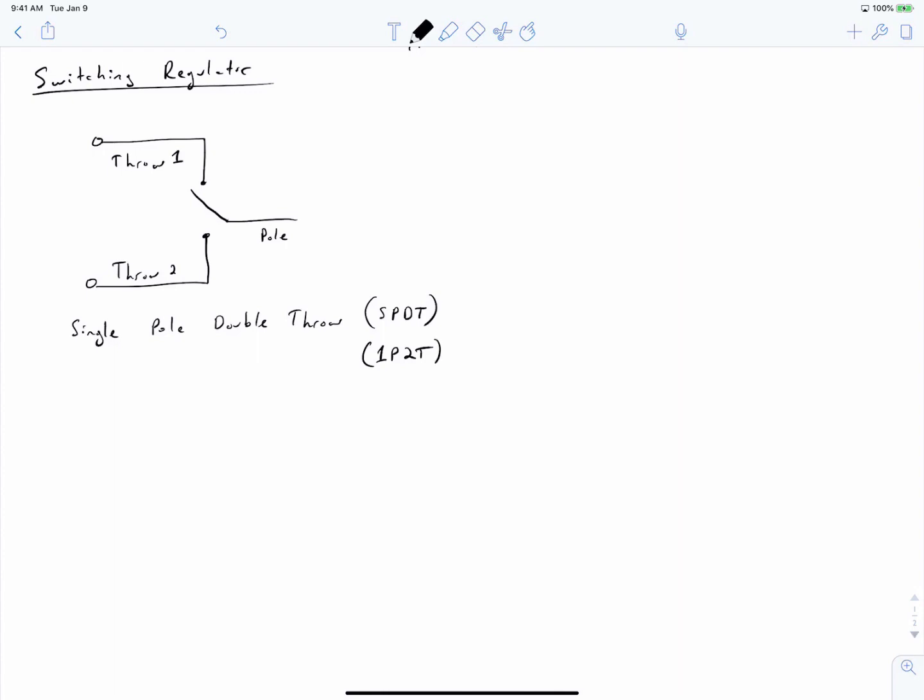So now I want you to do an active learning exercise. When I finish these instructions, I want you to pause the video, and I want you to sketch what a single-pole, triple-throw switch looks like. So pause the video now and sketch a single-pole, triple-throw switch, and when you hit the play button, you'll see me sketch it.